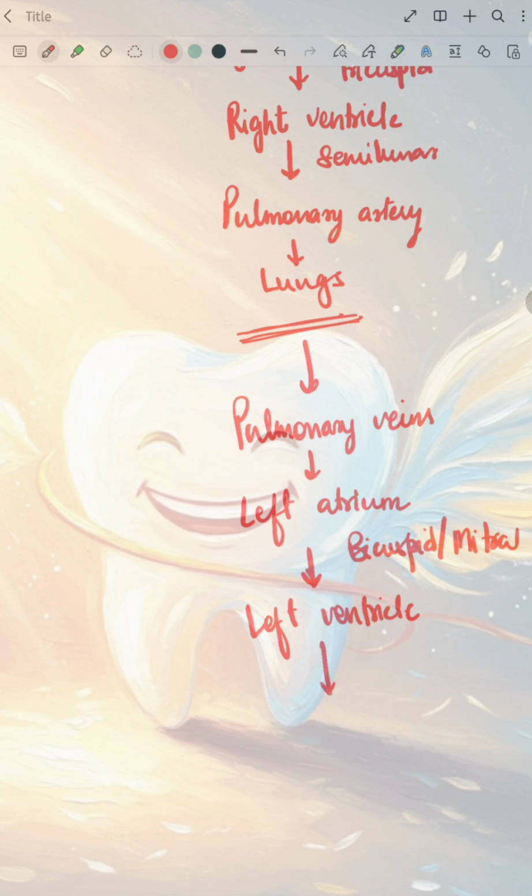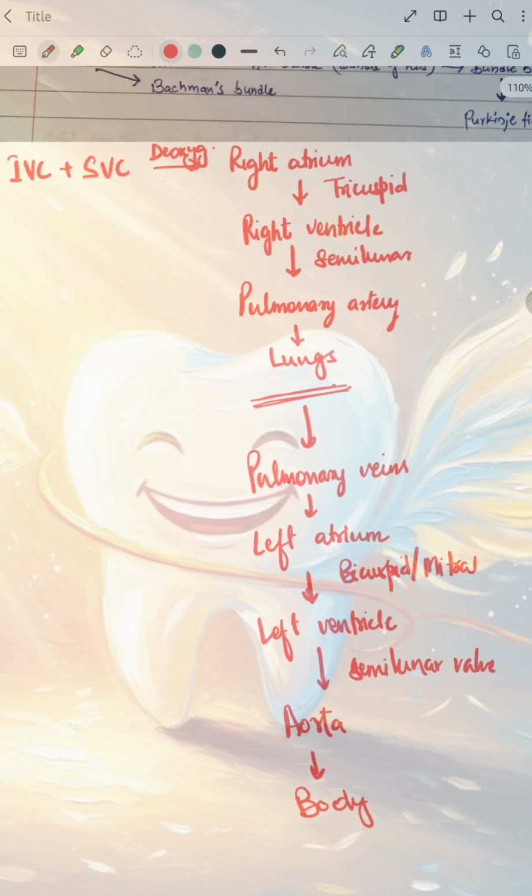From left ventricle, blood will go into aorta through semilunar valve again. And through aorta, it will reach each and every part of our body. This is the whole diagram of how the blood flows. Again from the body, it will go to superior and inferior vena cava, and again the cycle will occur.